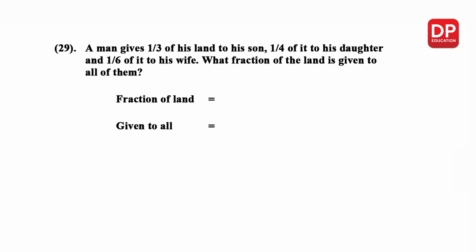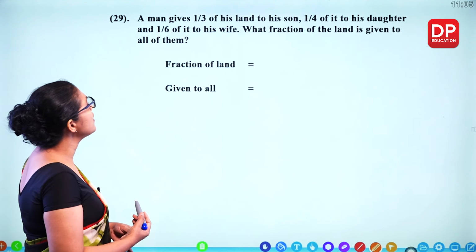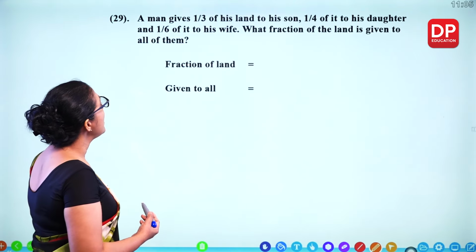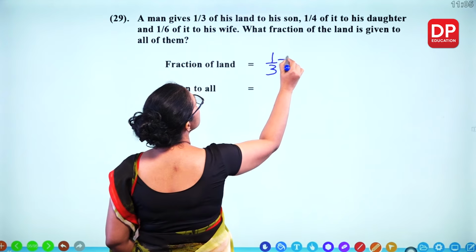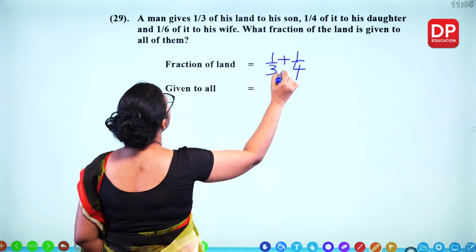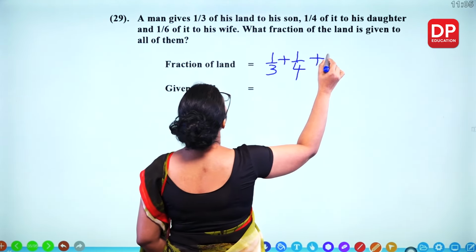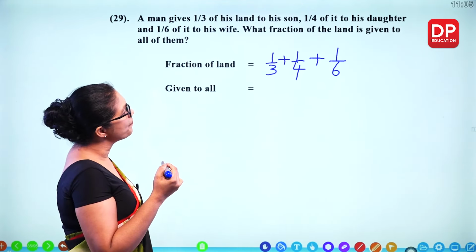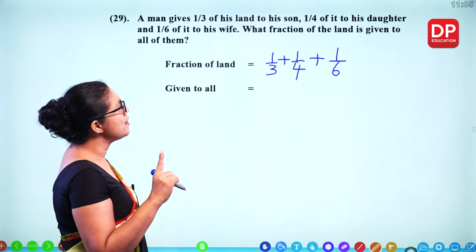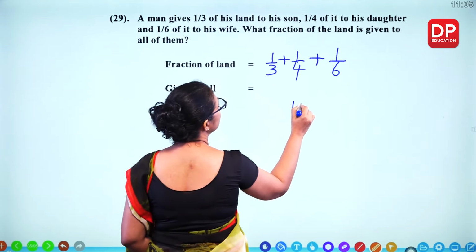Question number 29 here. A man gives 1/3 of his land to his son, 1/4 of it to his daughter, and 1/6 of it to his wife. What fraction of the land is given to all of them? That means the total. So what's the fraction of land given to all? 1/3 plus 1/4 plus 1/6. The total. So what's the common denominator? 3, 4, 6. That's 12.